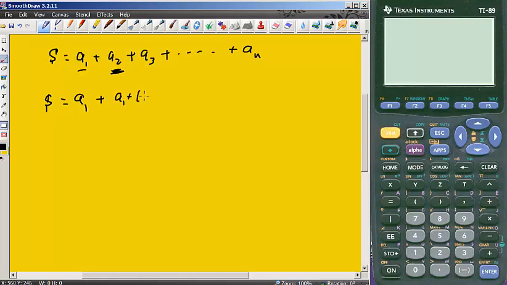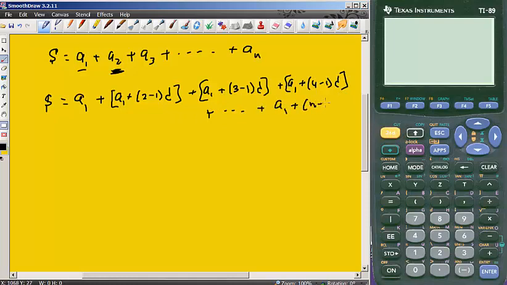plus 2 minus 1 times the difference, because that's how we find any particular term, plus a sub 1 plus 3 minus 1 times the difference. So the next term will be a sub 1 plus 4 minus 1 times the difference. Okay, and so on and so forth all the way to the end. It's going to be a sub 1 plus n minus 1 times the difference, and that's going to be the last term.